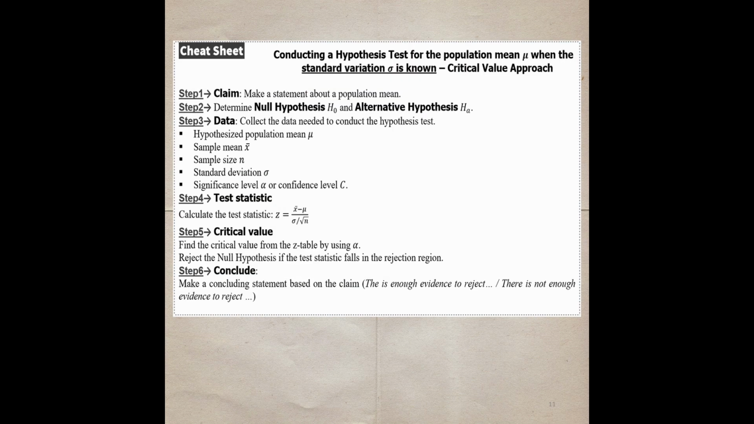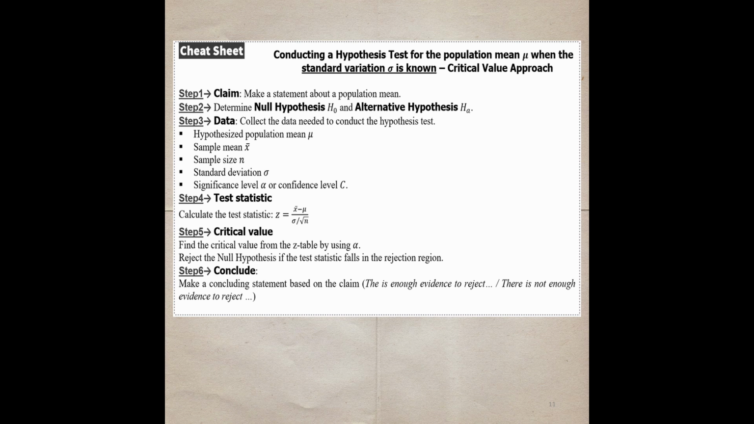This cheat sheet shows 6 easy steps to follow in order to conduct a hypothesis test for the population mean when the standard deviation of the population is known by using the critical value approach. Step 1. Read carefully the problem statement and develop a claim about the population mean. Step 2. Write the null and the alternative hypotheses. Step 3. Extract the statistics from the problem statement, like the hypothesized population mean, the sample size, the population's standard deviation, and the significance level. Don't forget to check the normality.